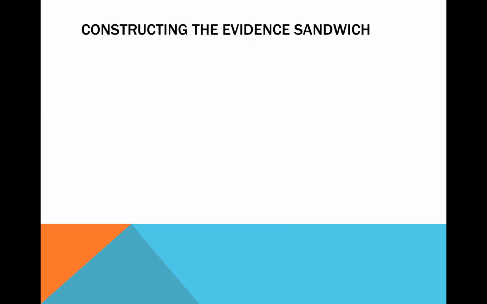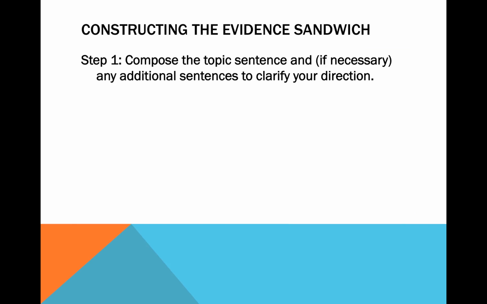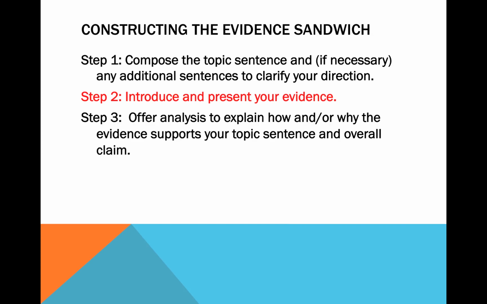If you arrange your paragraph this way, you'll always be creating a solid, effective paragraph. The basic format for constructing the evidence sandwich is 3 simple steps. The first step, you compose that topic sentence. If necessary, you may need additional sentences to clarify the direction of the topic sentence. But once you've written that, you have completed that first component. Step 2, you introduce and present your evidence. And this is where all the specific information comes in. Then step 3, you offer analysis to explain how and or why the evidence supports your topic sentence and overall claim.